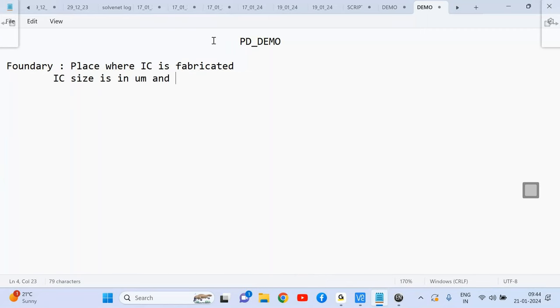and transistor size is in nanometer scale. Nanometer we cannot even see with our eyes. We can see only through a complex microscope. So IC design and IC fabrication are very challenging. To fabricate one IC, a company has to invest a huge amount.